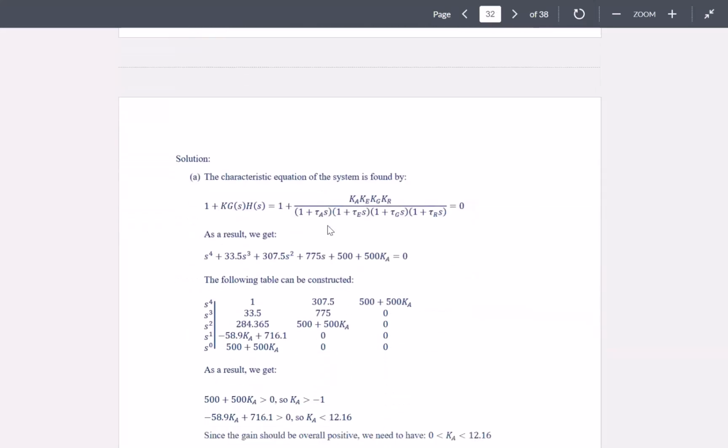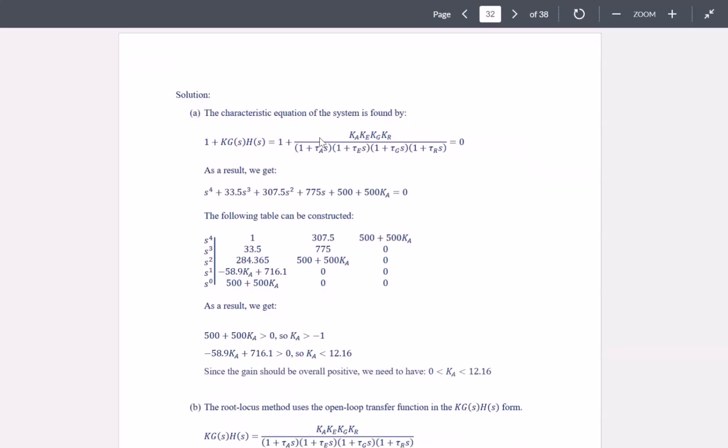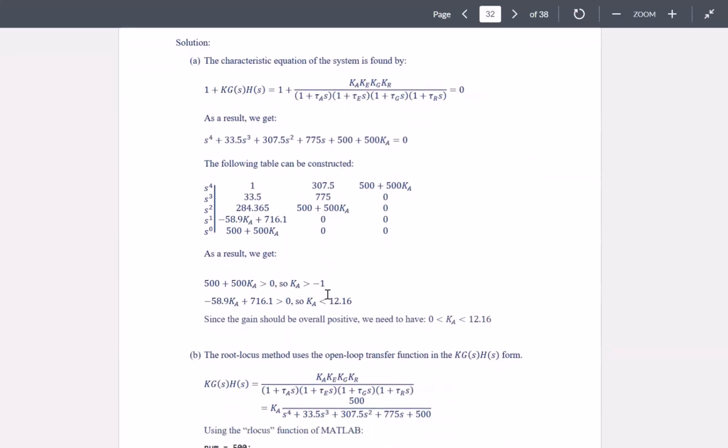Okay, so the Routh-Hurwitz method works based on the denominator of the closed loop, which is 1 plus KGH. If you put it in here and get the characteristic equation, you can come up with this table. And this table will dictate that Ka should be greater than -1 and smaller than 12.16, which practically in a physical system, gains should be positive numbers. So this means that you have to be between 0 to 12.16 as the gain of your amplifier so that you see a stable response, stable behavior in your AVR.